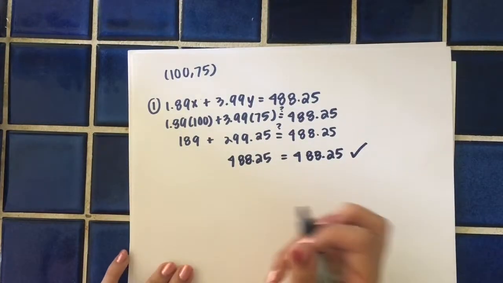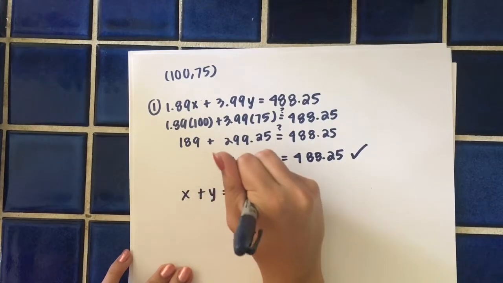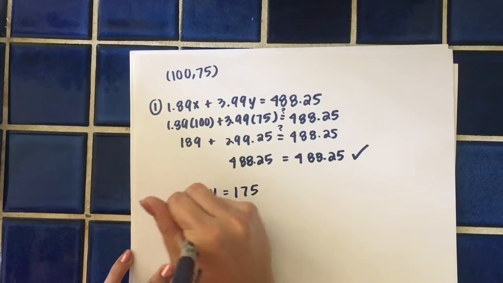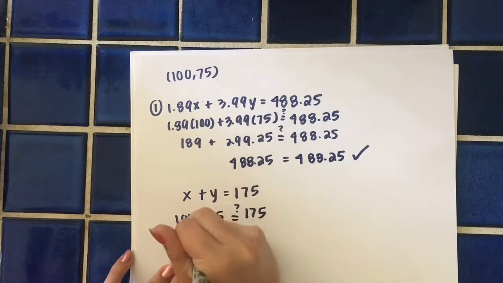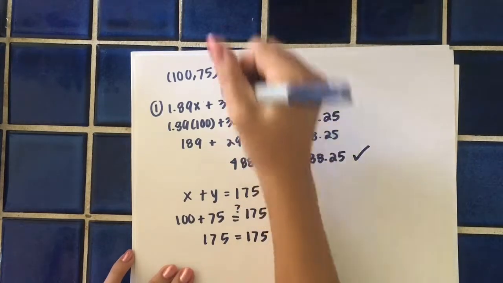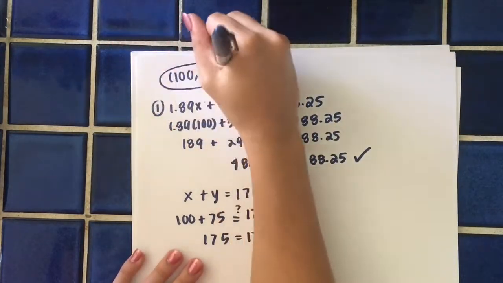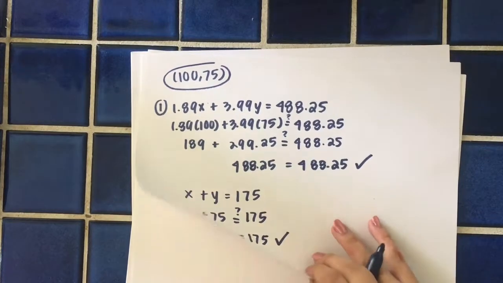Now for the second equation, it's a lot easier because it's smaller. x plus y equals 175, so we get 100 plus 75. Does that equal 175? As a matter of fact, it does. So we know that this answer works for both of the equations. Perfect, so that's our first method, the substitution method.